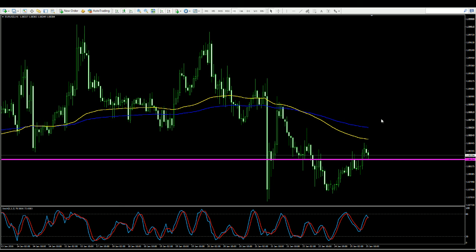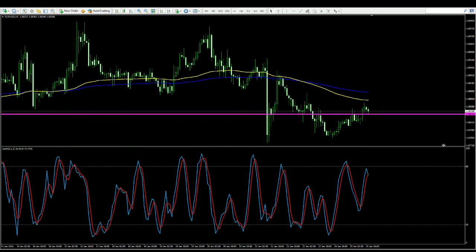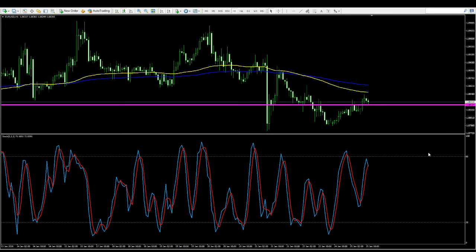Let's move on. I had some questions regarding stochastic, the stochastic oscillator. I think it's time we explained it. So let's make it bigger. As you can see, this is the standard settings, 5-3-3, right? Let me show you the levels here. To the right, you see it's 80 for overbought, 20 down here for oversold.